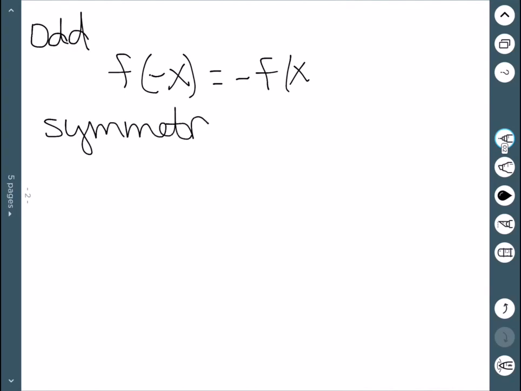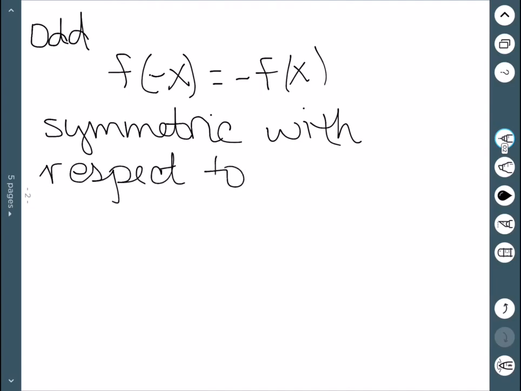An odd function is anything where f of negative x is equal to negative f of x. And these are symmetric with respect to the origin. What this means is if you take a graph and you rotate it 180 degrees, it still looks exactly the same.